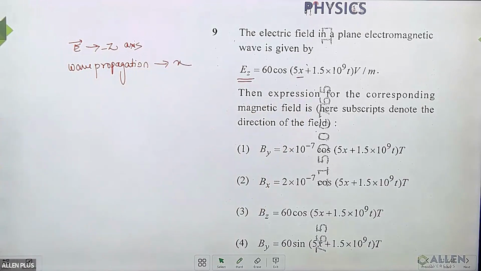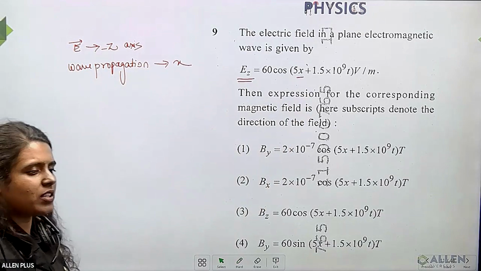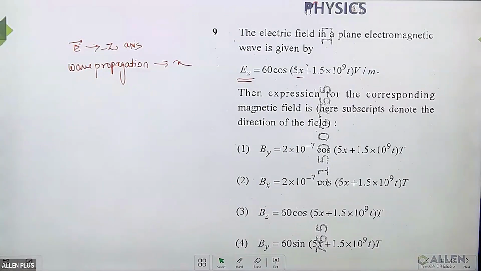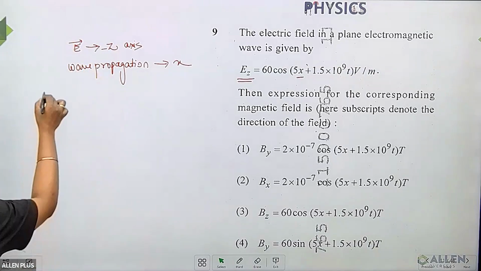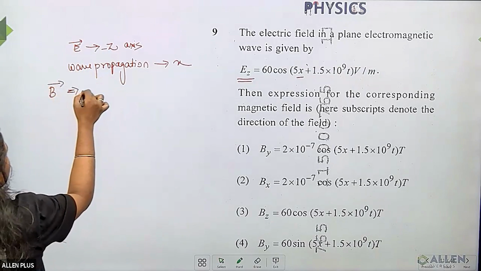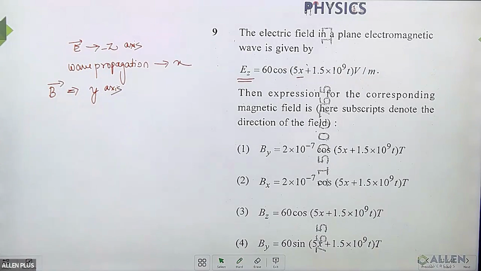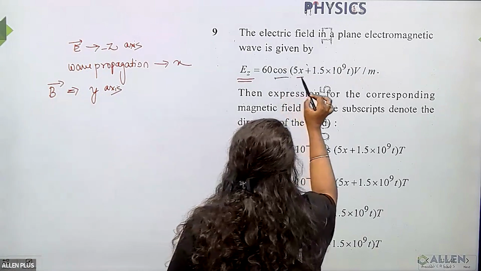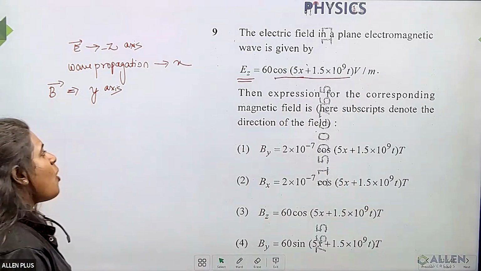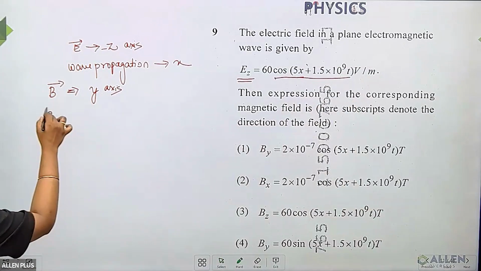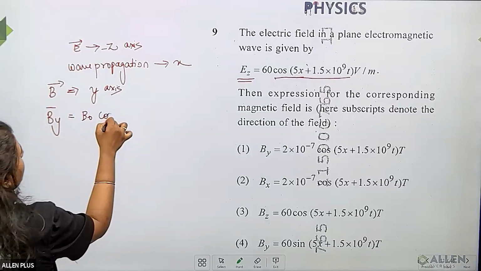The expression for the corresponding magnetic field: now we know that according to the properties of electromagnetic waves, the wave propagation, electric field and the magnetic field, all three are mutually perpendicular. So if the electric field is along the z direction and wave propagation is happening along the x direction, definitely the magnetic field vector should be along the y axis only. And also we know electric field and magnetic field don't have any phase difference. So whatever this particular data is there, it will get retained. All we have to do is find the amplitude of the magnetic field vector, B naught value.